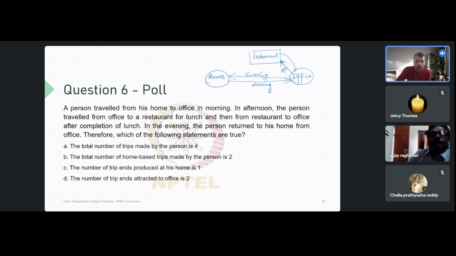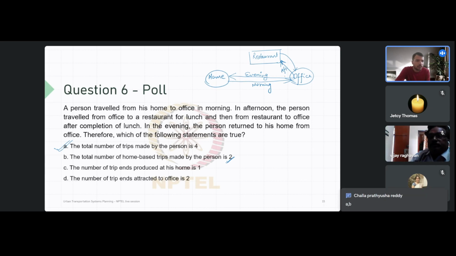So total number of trips made by the person is 4. So home to office, office to restaurant, restaurant to office, and finally office to home. So yes, 4 trips are there in total. So this is correct, option A. Total number of home-based trips made by the person is 2. So yes, this is also correct because 2 trips are happening between home and office.